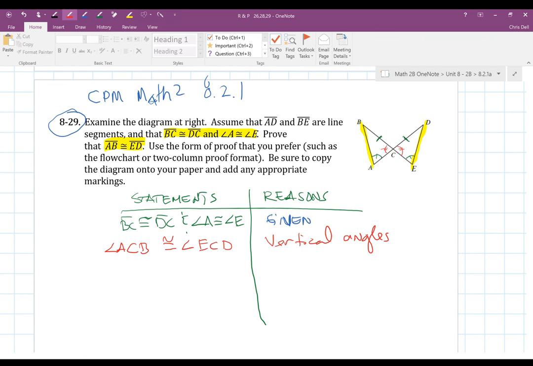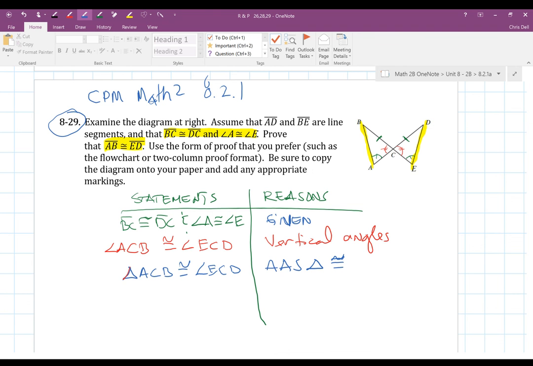Now I can see here, look at this. I've got two angles, angle, side. So I have congruent triangles. Now I can say that triangle ACB is congruent to triangle ECD because of angle-side-angle triangle congruency. So now I've got congruent triangles. And once I have congruent triangles, I'm there, I'm done.